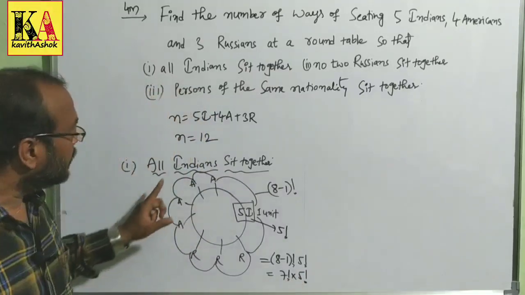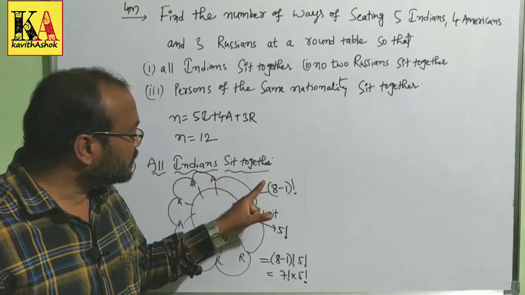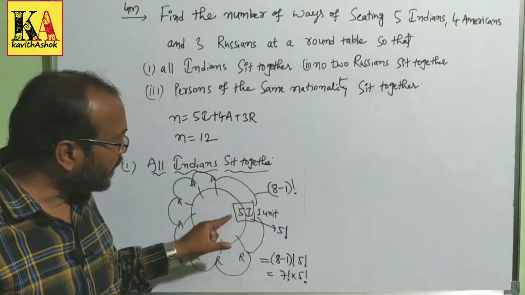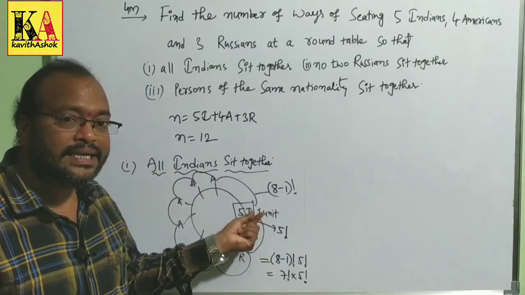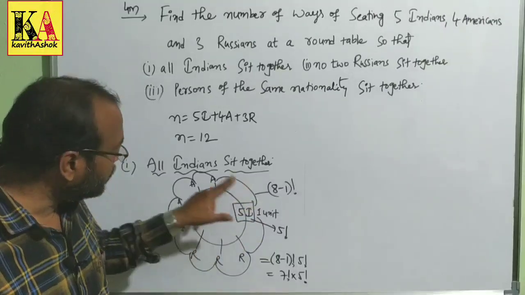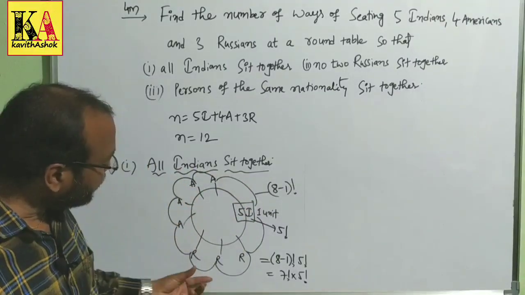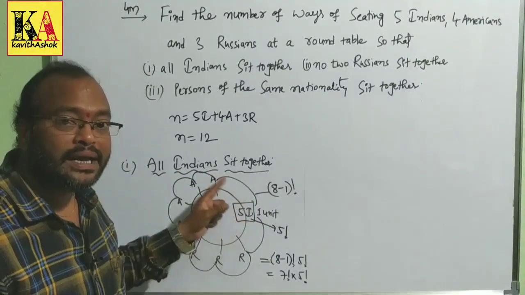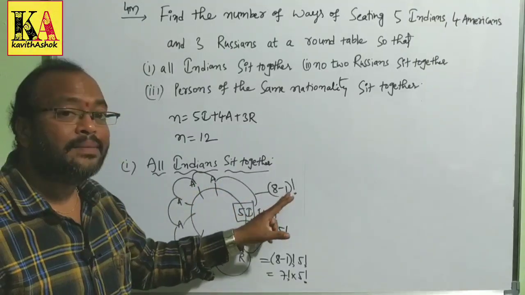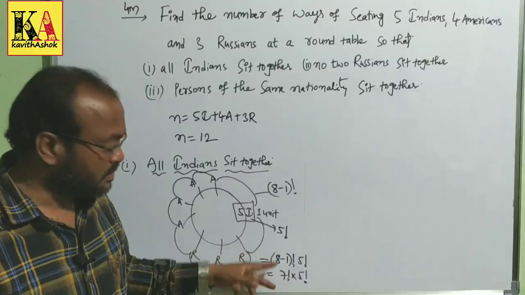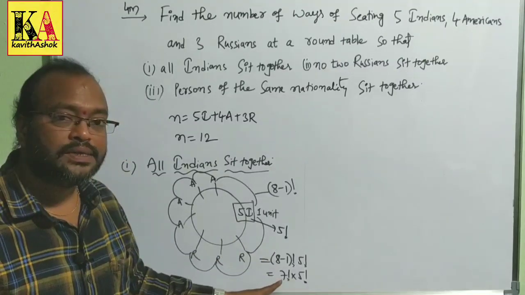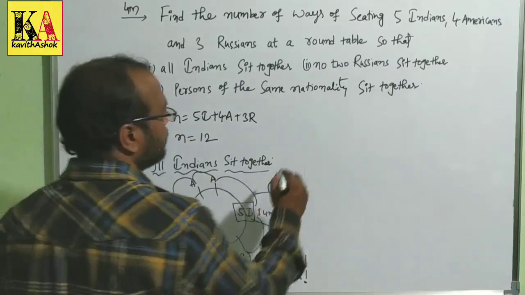Once again, all Indians sit together. So sit together is there. We can consider 5 Indians as one unit. So if you consider this as a unit, in the sense each person acts as one unit. So total 4 Americans, 3 Russians. So 7 plus this unit. Total 8 units. 8 units can be arranged in 8 minus 1 factorial ways. Now 5 Indians can be arranged in 5 factorial ways. So the number of circular permutations is equal to 7 factorial into 5 factorial. Next.